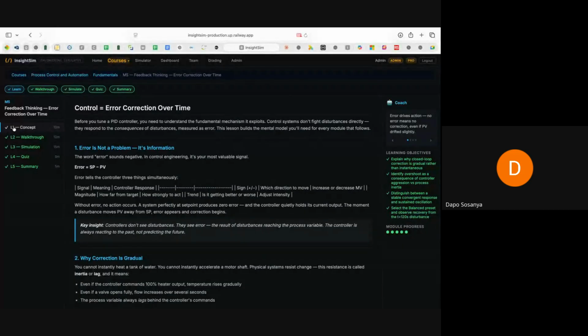Before you tune a PID controller, you need to understand the fundamental mechanisms it exploits. Control systems don't fight disturbances directly. They respond to the consequences of disturbances, measured as error. This lesson builds the mental model you need for every module that follows. So again, we're building a very solid foundation upon which you'll be able to build intuitions and understanding of other concepts.